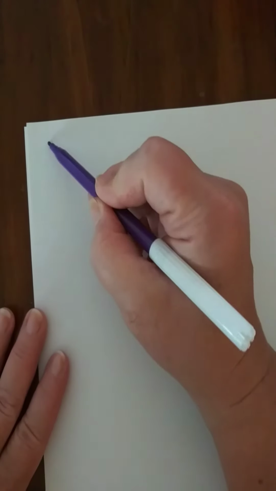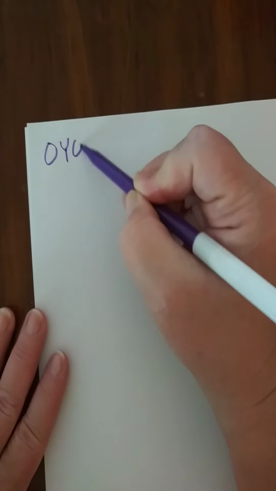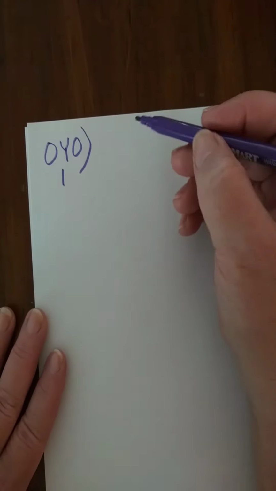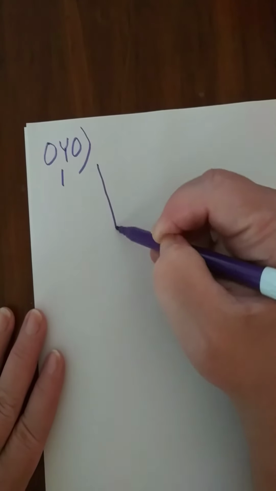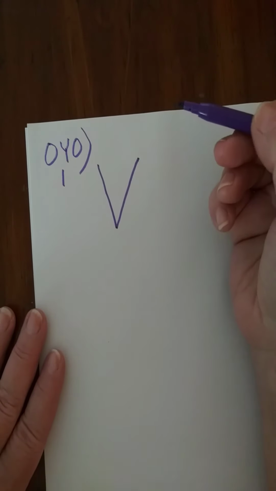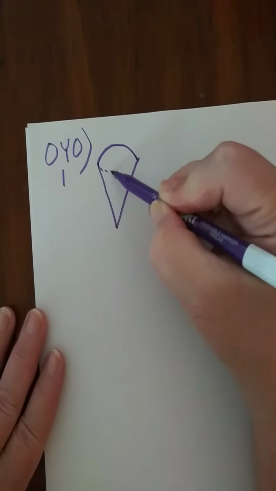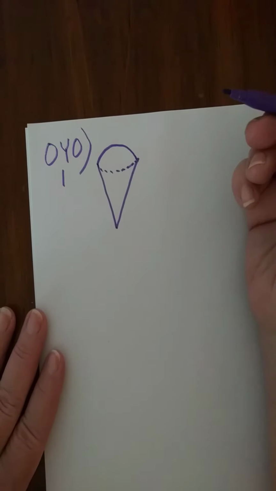Let's do an Oyo. Okay, so we'll do it together, then I'll make up one for you to try on your own, because there's not a ton of examples, but I want to do a couple together. So Oyo number 1. Okay, so this time the cone looks like this, kind of like an ice cream cone. Curve at the top, and then the dotted line.